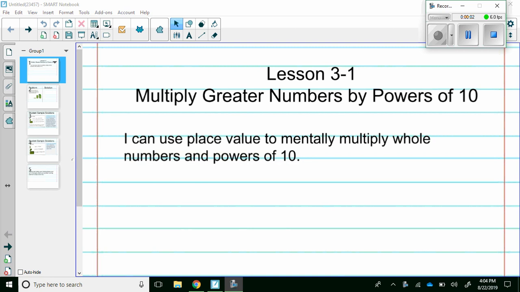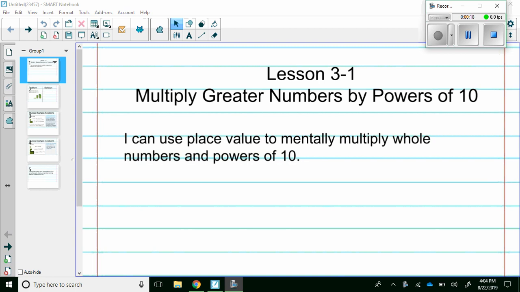Hi, fifth graders. Today's math lesson is 3-1, multiply greater numbers by powers of 10. The I can statement is I can use place value to mentally multiply whole numbers and powers of 10.